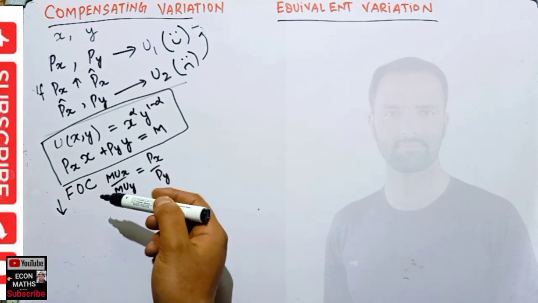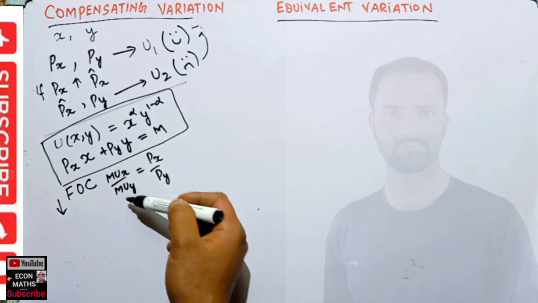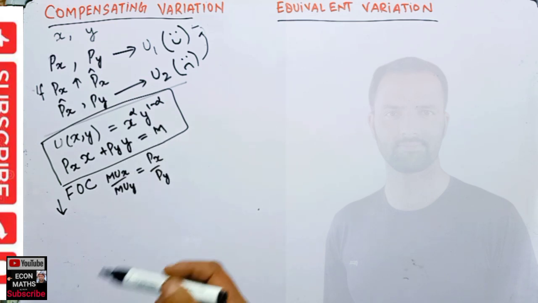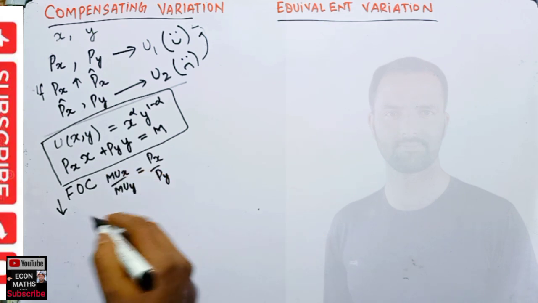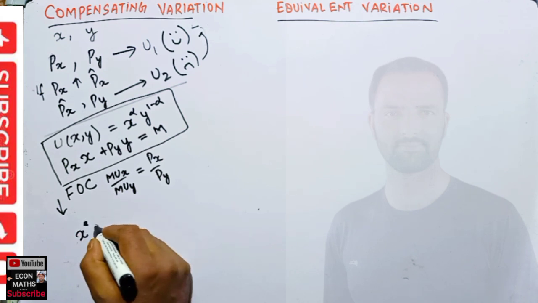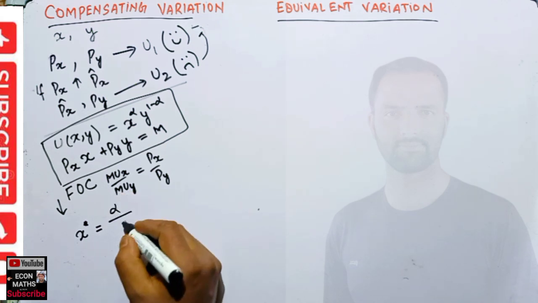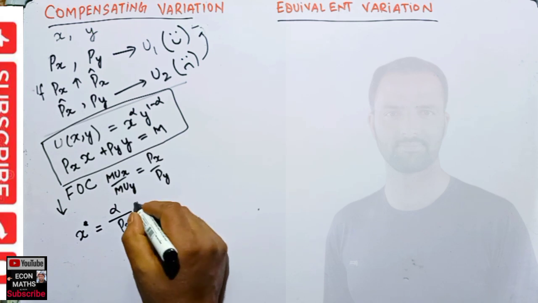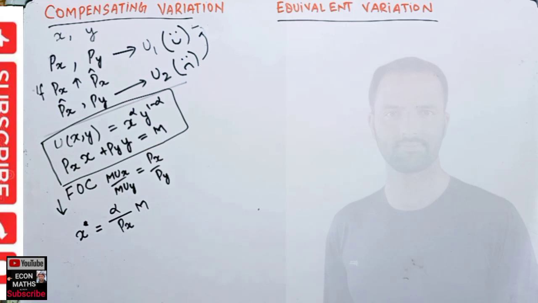For that we first need to differentiate partially with respect to x, then with respect to y, then divide these two marginal utilities and set them equal to the ratio of prices. I will not show it here, but when we solve this optimization, we will get x star, the optimal value of x, equal to alpha upon Px times m. If I get time, I will show how I get this demand function, or this optimal value for x.